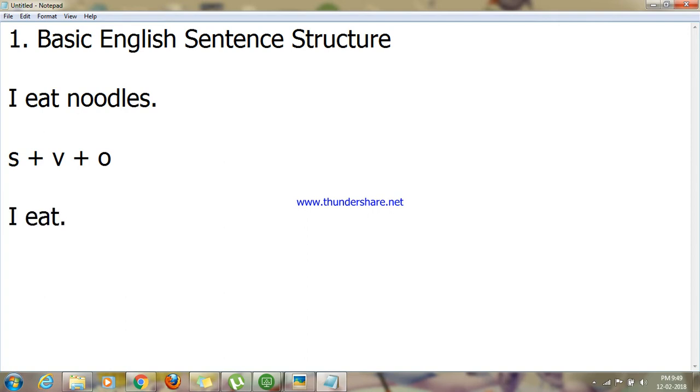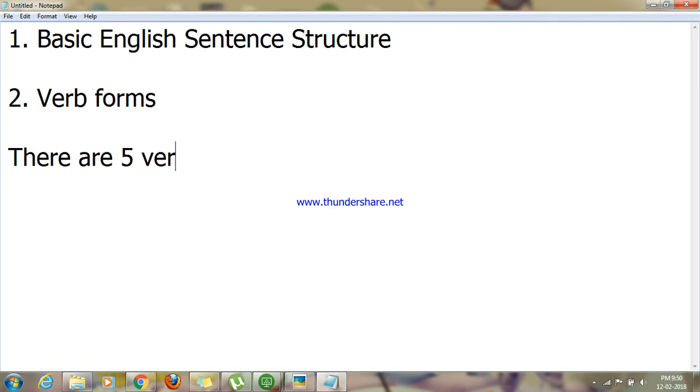Now, this is the first fundamental that should be very clear in your mind. Second is verb forms. Question for you. How many verb forms exist? Think. You got it right. There are 5 verb forms. But generally, they talk about only 3. So let's take a look at all the 5 verb forms with an example word called go.